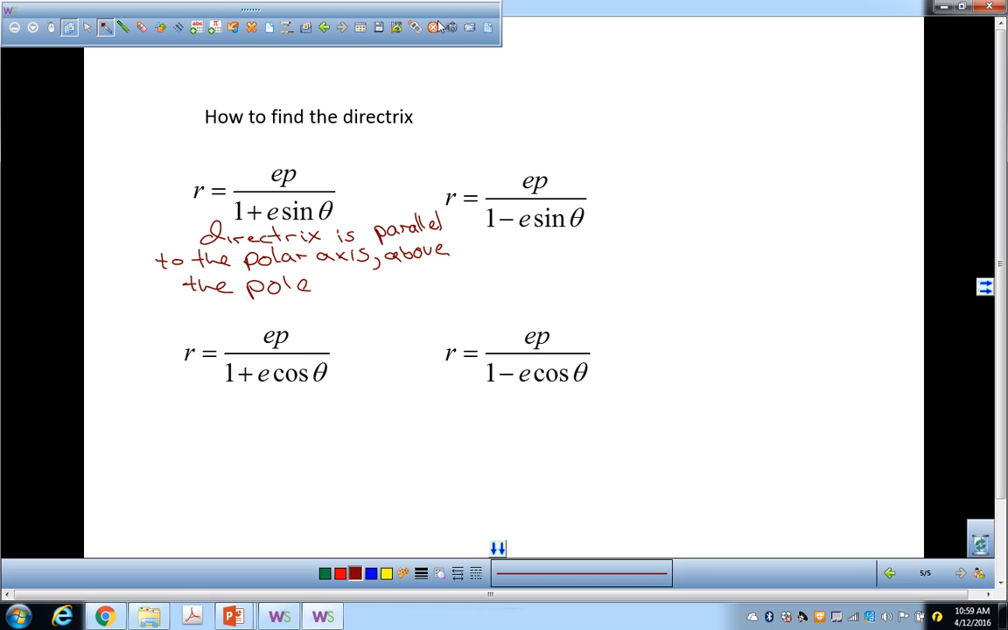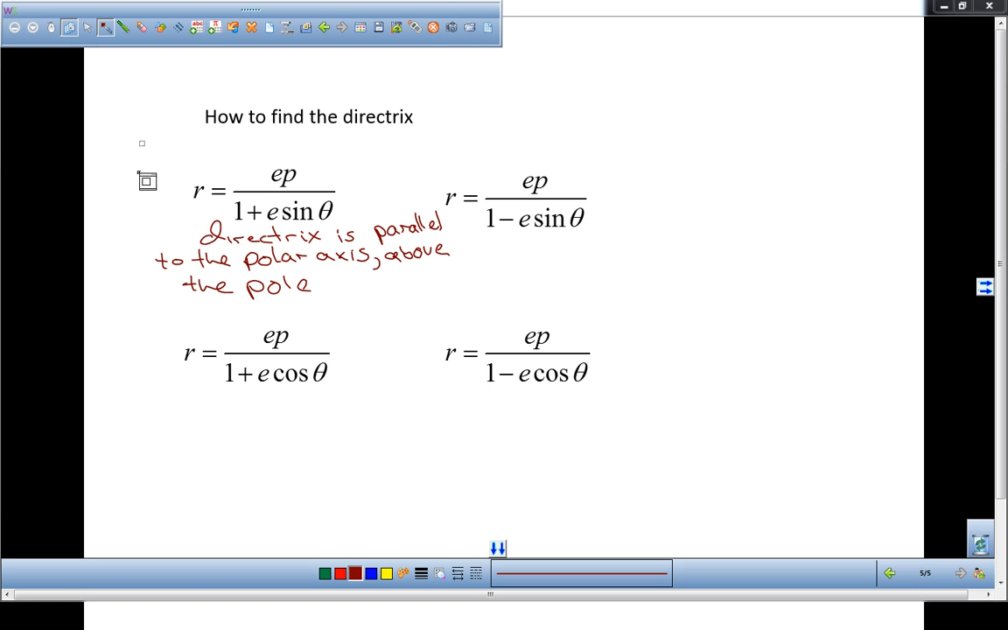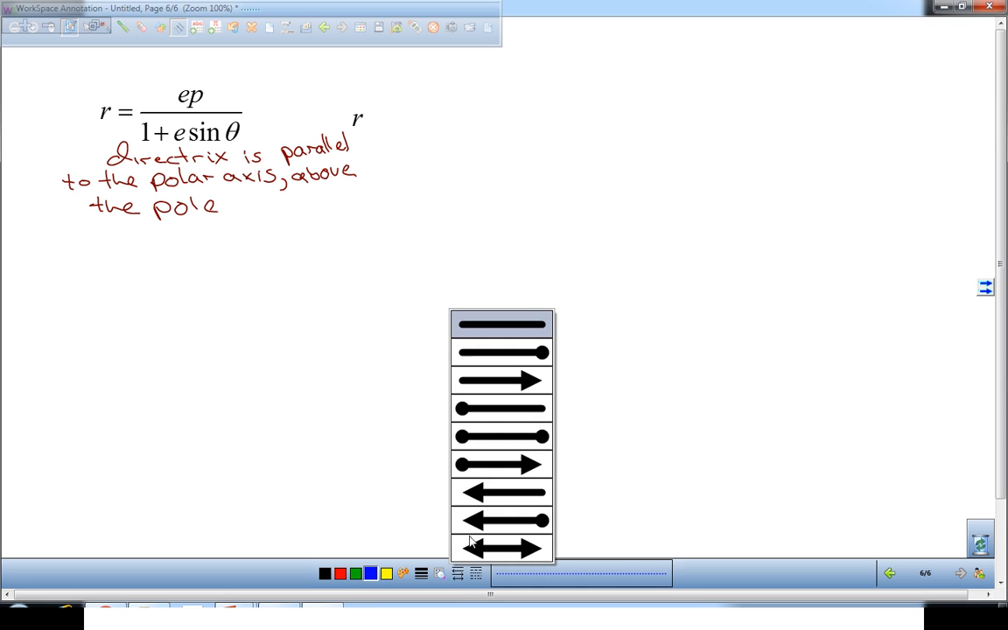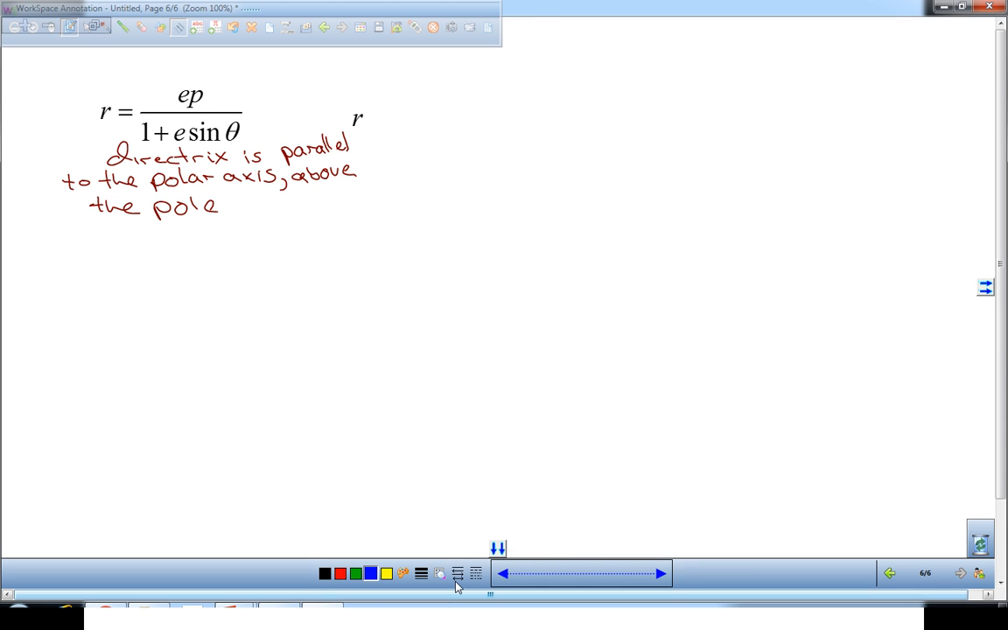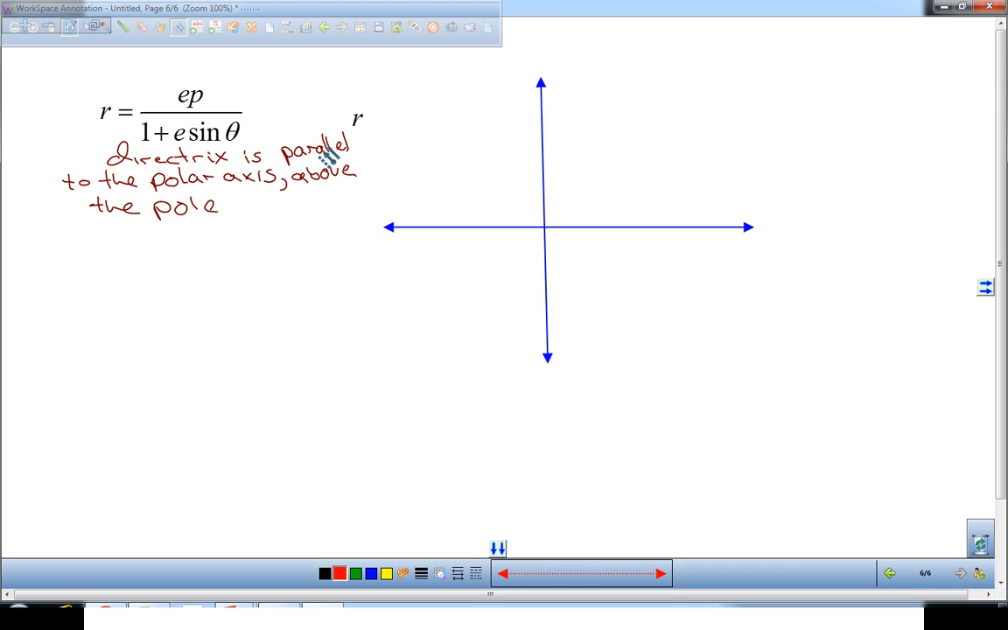So what that means is, if I took this one, I gotta make it bigger so we could see this one. So for this particular form of the equation, if I were to graph this, let's put lines on here. Solid lines. Okay. So here we go. The directrix is parallel to the polar axis above the pole. So it looks like this. Here the directrix is somewhere over here.